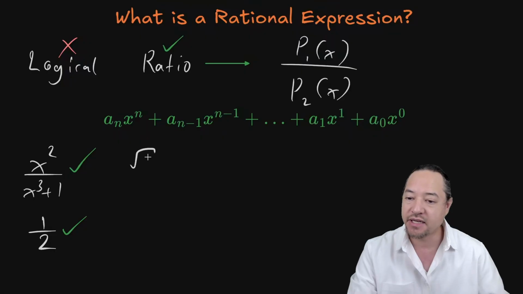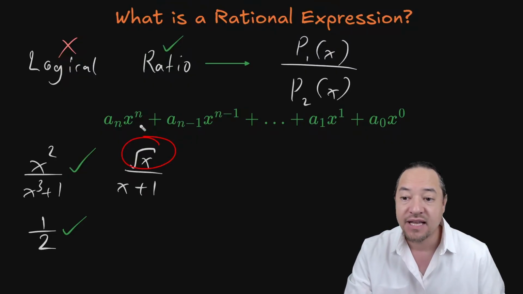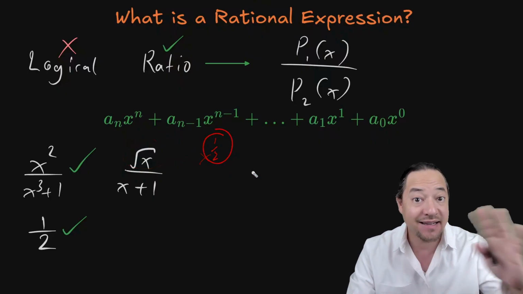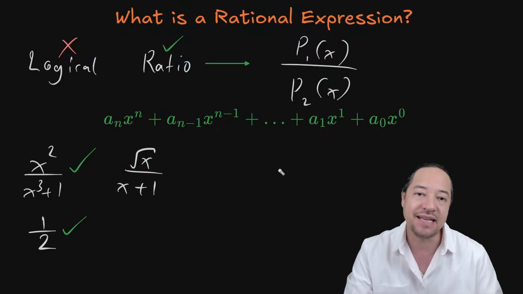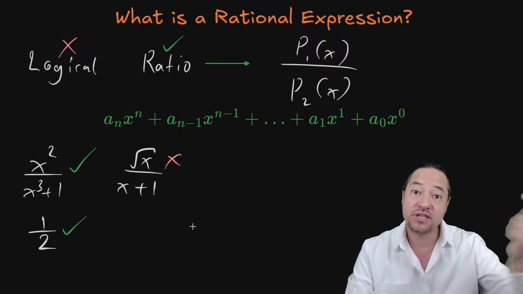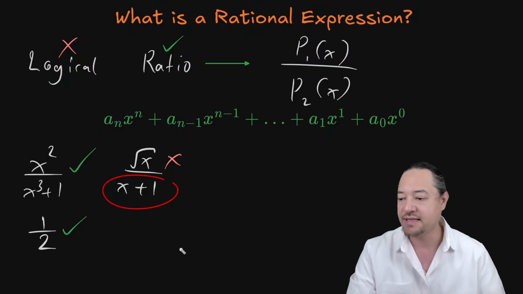How about something like the square root of x over x plus 1? Is this a rational expression? Well, the square root of x is equal to x to the 1/2. 1/2 here is not an integer. It's not a non-negative integer, right? So this is actually not going to be a polynomial because x raised to the 1/2 is not a polynomial. The denominator is, but the numerator is not.